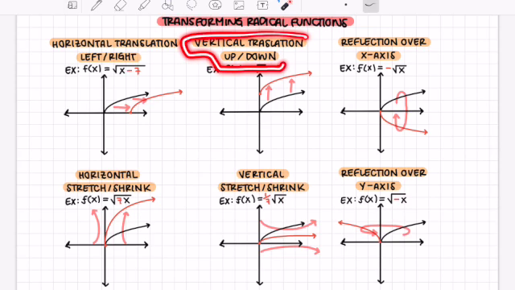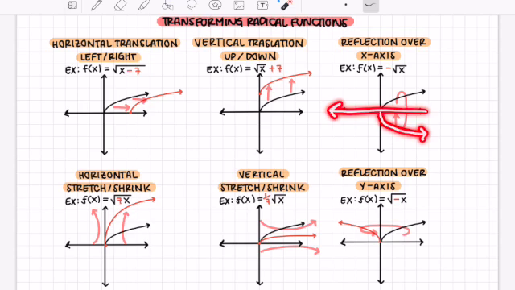Vertical translation up or down is going to be outside of the radical sign. So it's specifically going to be obvious. It's not going to be over the line, but it will be outside of the radical of x. And if it's plus 7, that means you're moving up 7 points instead. A reflection over the x-axis will be a negative sign multiplying on the outside of your radical, so it's literally reflecting on your x-axis.